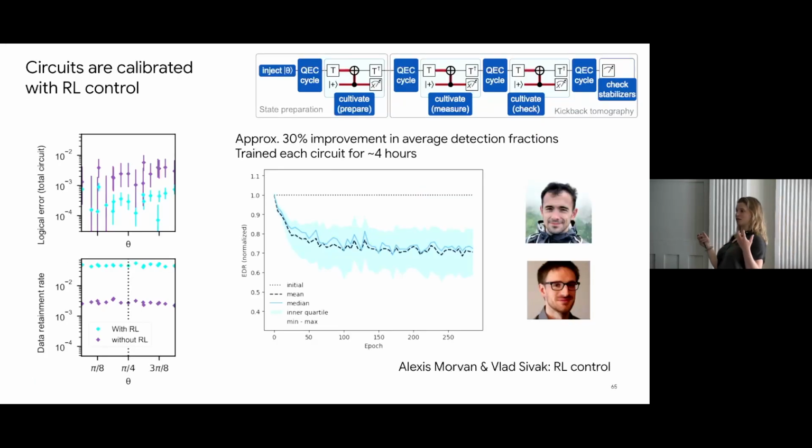This whole circuit was calibrated. All the circuits in the paper are calibrated through reinforcement learning. So I mentioned that we have a whole bunch of transmons on a chip, and they're controlled with electromagnetic fields, and the gates are done with flux bias pulses, and so there are a lot of free parameters in how we control our circuit and how we read it out.